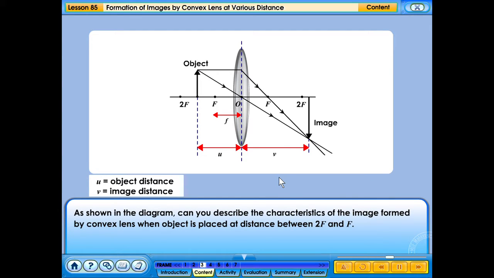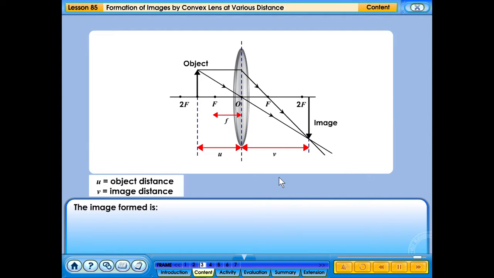As shown in the diagram, can you describe the characteristics of the image formed by convex lens when object is placed at distance between 2F and F? The image formed is real, inverted, magnified.